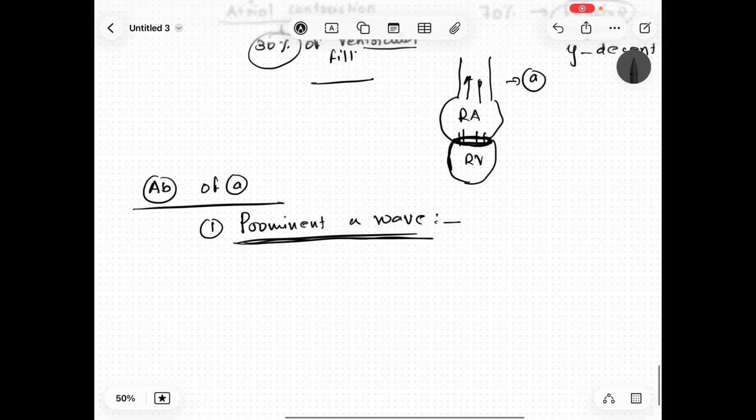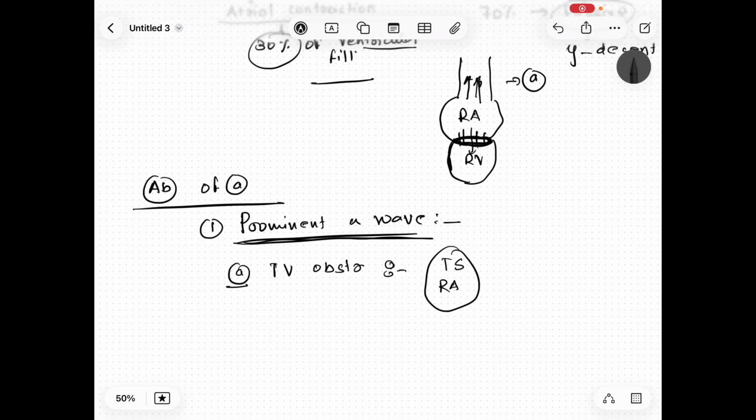First is tricuspid valve obstruction, like tricuspid stenosis or RA myxoma. Then pressure won't be transmitted into RV and all the pressure will be reflected into the superior vena cava, which forms prominent A wave. First one is this.